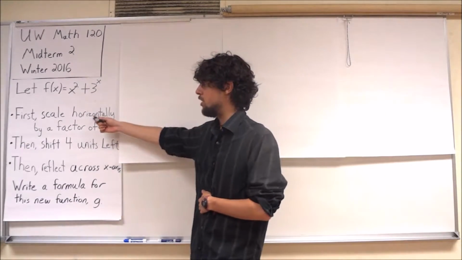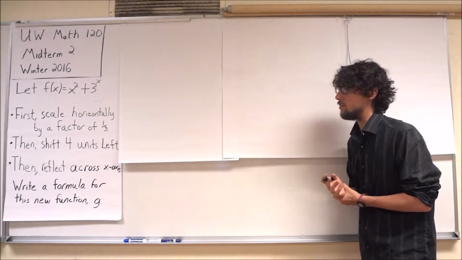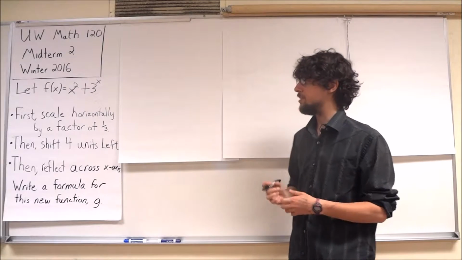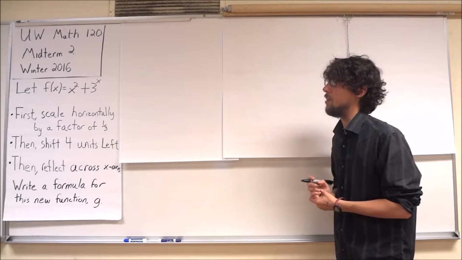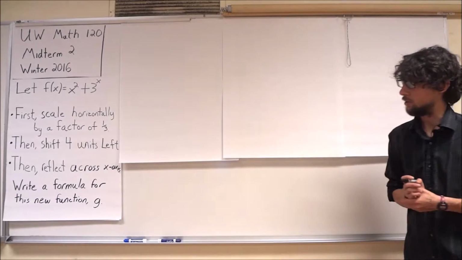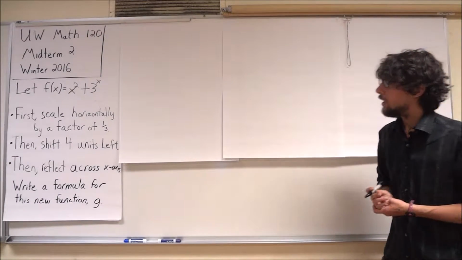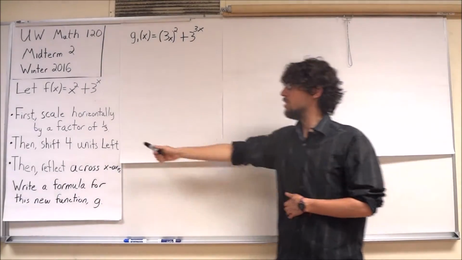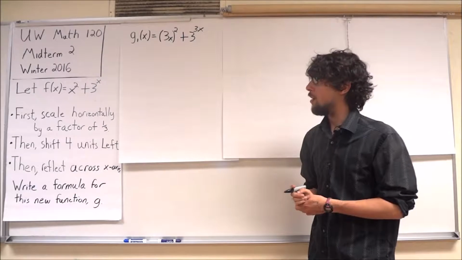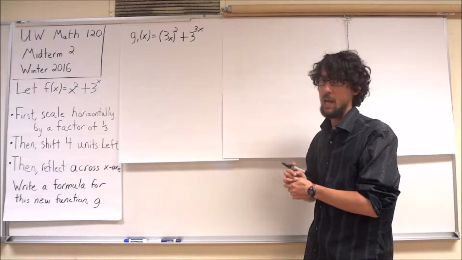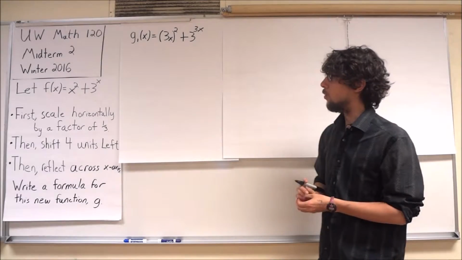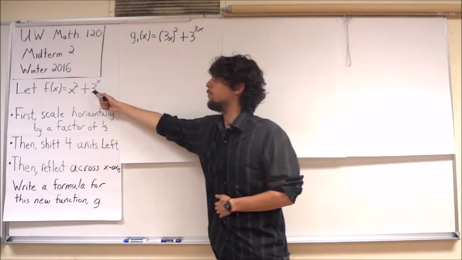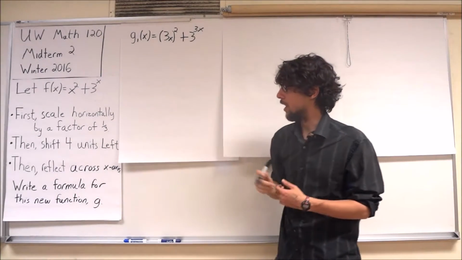This first transformation is the one that I always find the trickiest. We can handle vertical scaling relatively easily, but somehow I always feel a little mixed up when I'm dealing with horizontal scalings. So in order to scale this by a factor of 1/3, I've gone through and I've replaced every instance of x with 3x. So where I had x squared, I now have 3x squared, and where I had 3 to the x, I now have 3 to the 3x.